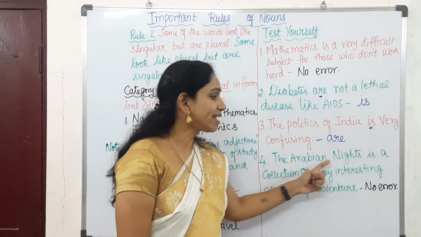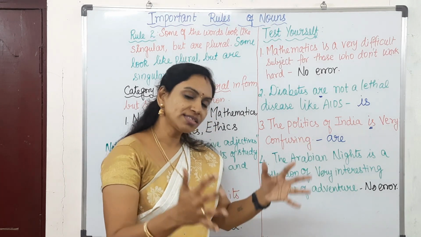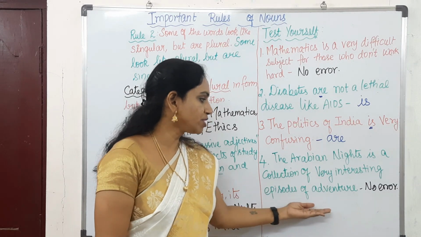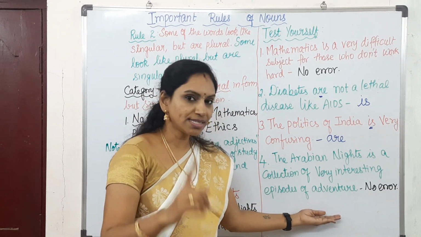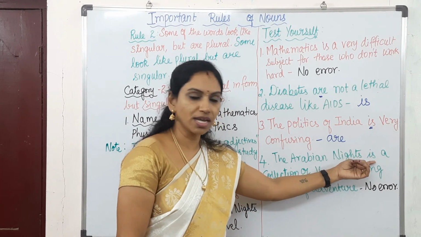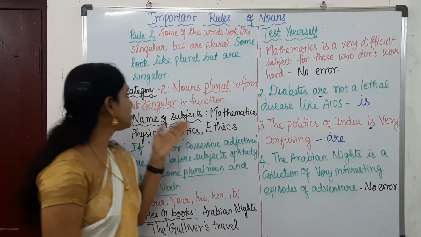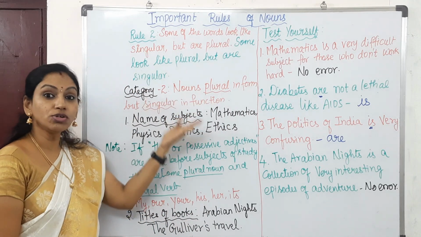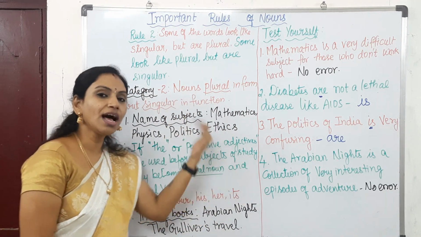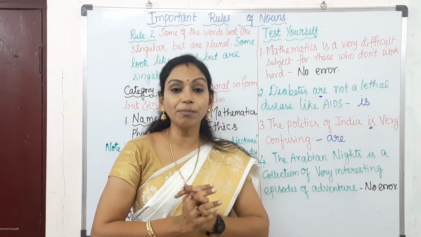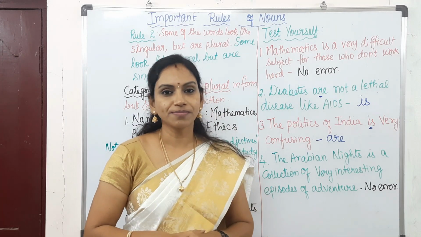The Arabian Nights, though it is "nights", is a single book only. So it's a collection of very interesting episodes of adventure. It's singular, so they have given "is" only. So no error. Okay, so this is category 2 of rule 2. You still have a few rules. We will discuss all those rules in my next episode.